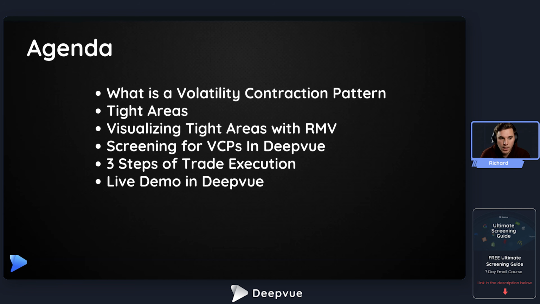And finally, we'll do a little bit of demo here in Deepvue Live for you guys to bring it all together. So really excited for this one. Stick around until the end. And as always, if you have any questions along the way, drop it in the chat here.